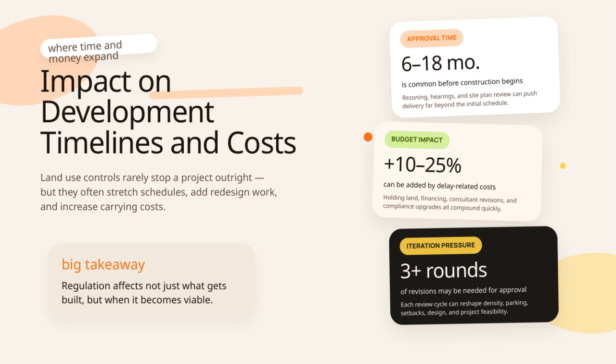Next, the budget impact can increase by 10 to 25% due to these delays. Holding on to land longer, financing costs, consultant fees for multiple revisions, and the need for compliance upgrades all add up quickly. Then there's iteration pressure, where 3 or more rounds of revisions may be needed for final approval. Each review cycle can lead to changes in project density, parking requirements, setbacks, overall design, and even the overall feasibility of the project. The biggest takeaway here is that regulation affects not just what gets built, but also when it becomes a viable and successful development. Understanding these impacts is crucial for planning realistic timelines and budgets.